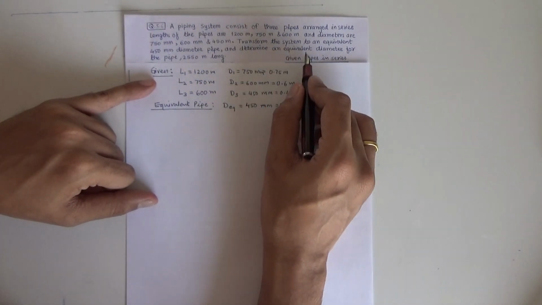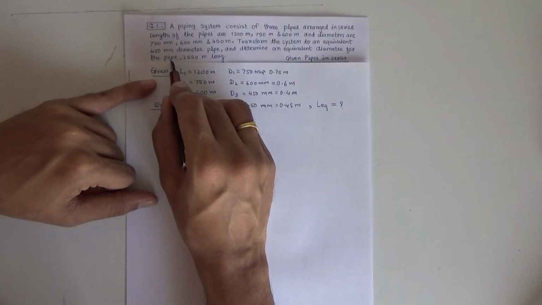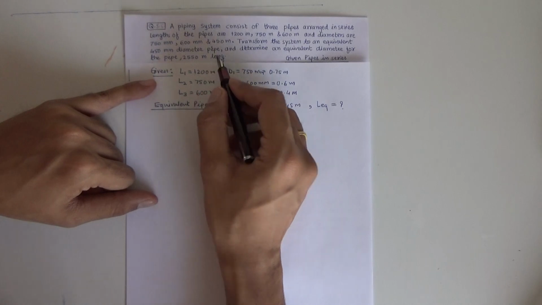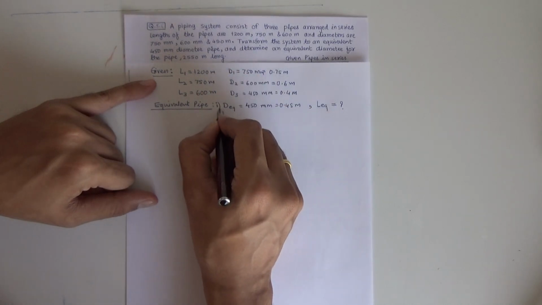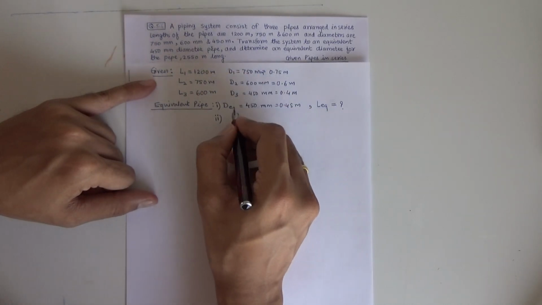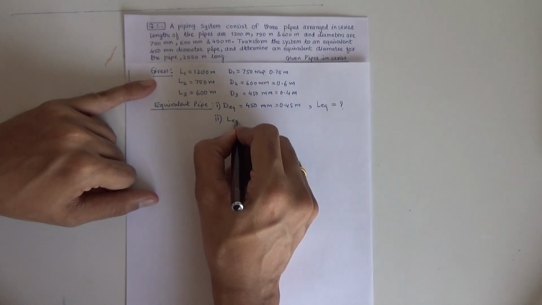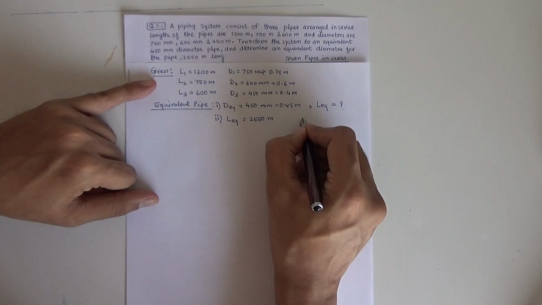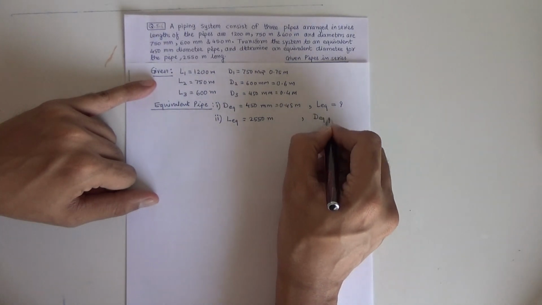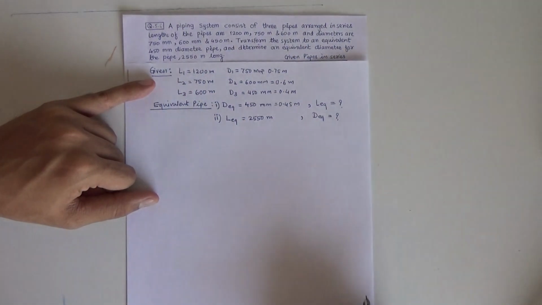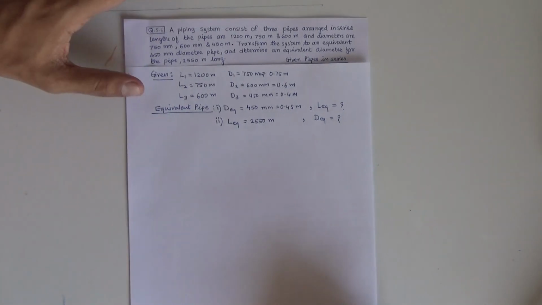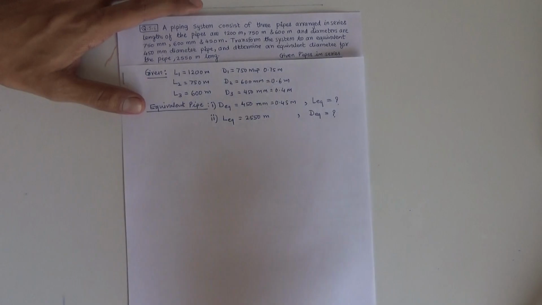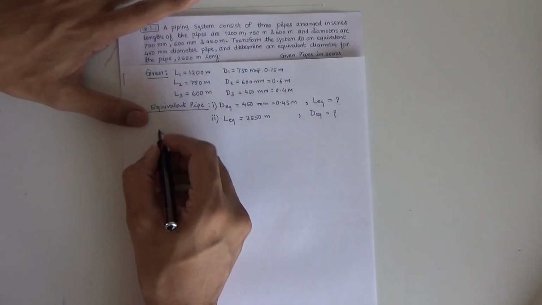Determine an equivalent diameter for the pipe if the length is 2550 meter long. First the equivalent length is asked, and second, L equivalent is given, that is 2550 meter, and the diameter is asked. So there are two sub questions. One is diameter is given and length is asked. Second is length is given and diameter is asked. It is a very easy problem. You can simply solve it with the Dupuit equation.